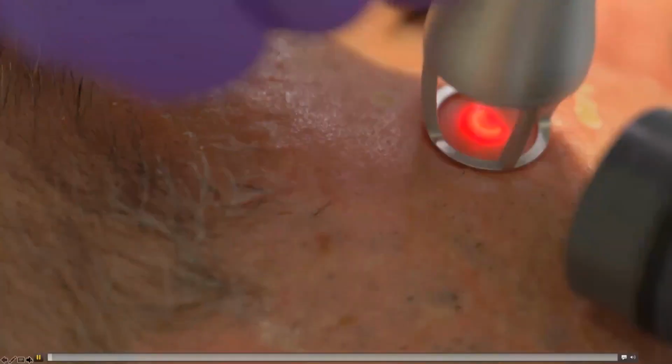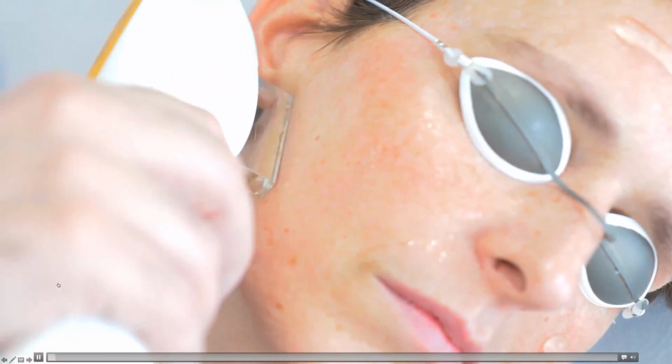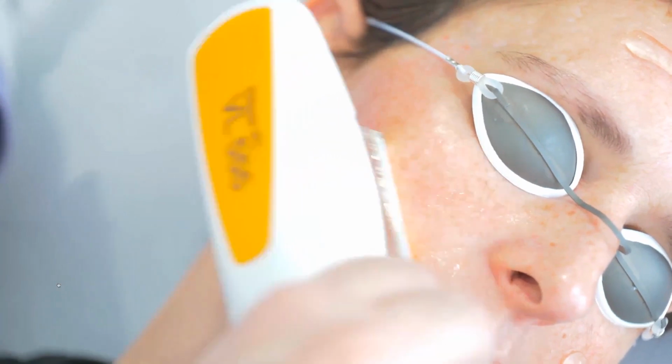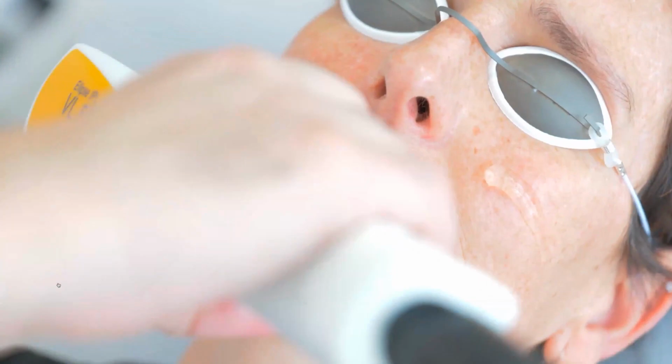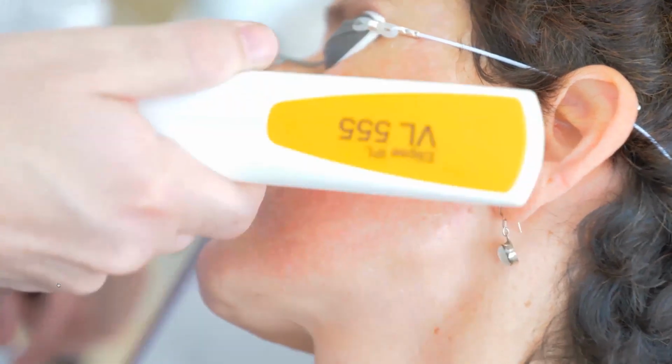Okay. So next case, and this is the last one, is photo aging and rolling acne scars in a girl. We're going to use these devices with these hand pieces and with these settings we're seeing here. We're actually going to use 3 systems. So this is the first pass with the IPL, right? This is the VL555 handpiece. I want to address here the pigmentation and also a little bit of redness. I tend to use just one single pulse. So with this pulse duration and with this energy, I can simultaneously reach red and brown, right? So with just one single pass and without changing the handpiece, I can do all the job in a row.